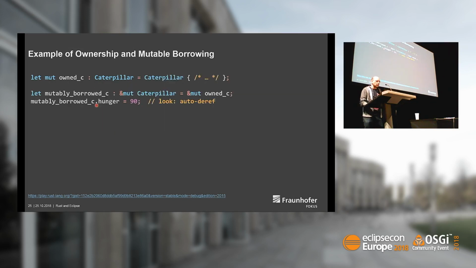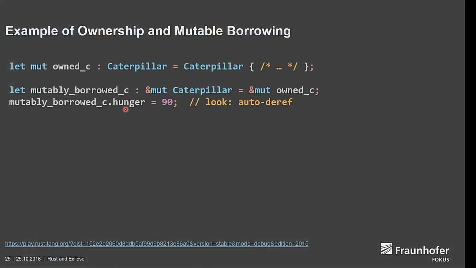So let's take a mutable reference. Let's mutably borrow. We say &mut on the piece of memory, and now we get an &mut Caterpillar, so a mutable reference to the memory. And see that we don't dereference here, we just say dot hunger. So the dereference will be automatically inserted by the compiler. And since we have a mutable reference, we also can change fields on this piece of memory.